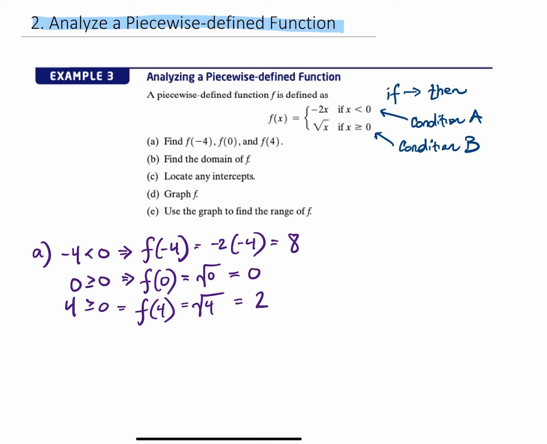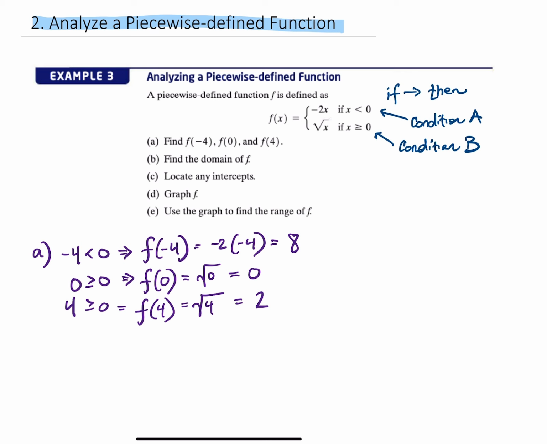So if they give you some values to evaluate, just look at your x value and then check which condition it falls under. And whichever one it does, you'll use that function to plug into. So it checks the input and then kind of sorts it into different categories.